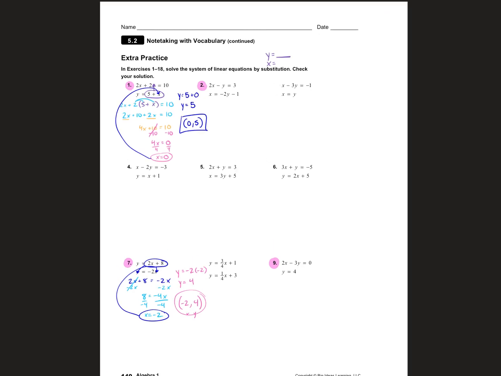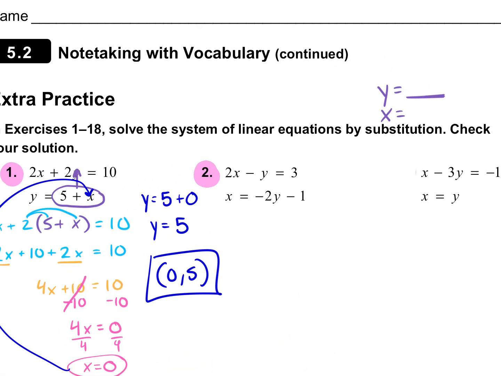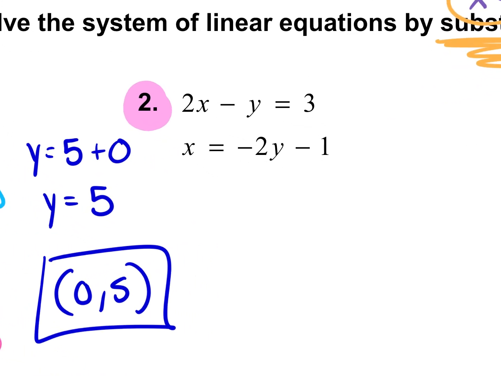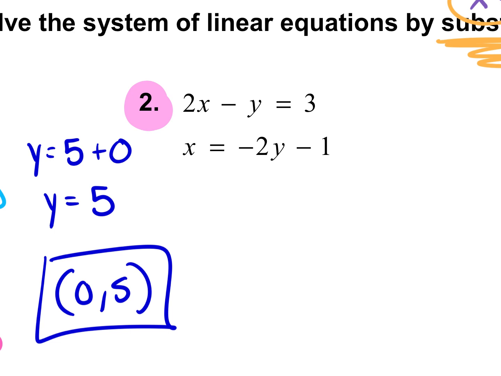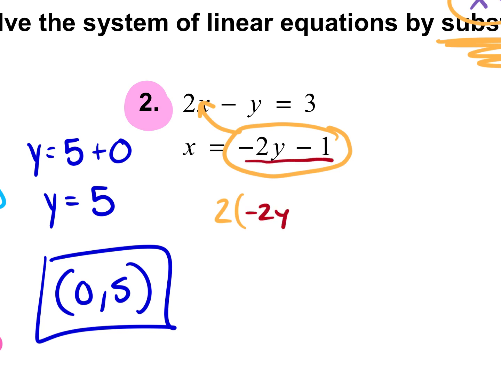So next we are solving using substitution. So substitution, I either need an x equals or a y equals. Do I have that in number 2? Yes, I have x equals. So what do I do with the x equals? Plug it into x. So I have 2 times x, which is our negative 2 times y minus 1. So I plug that into the x. Everything else stays the same. Minus y is equal to 3.